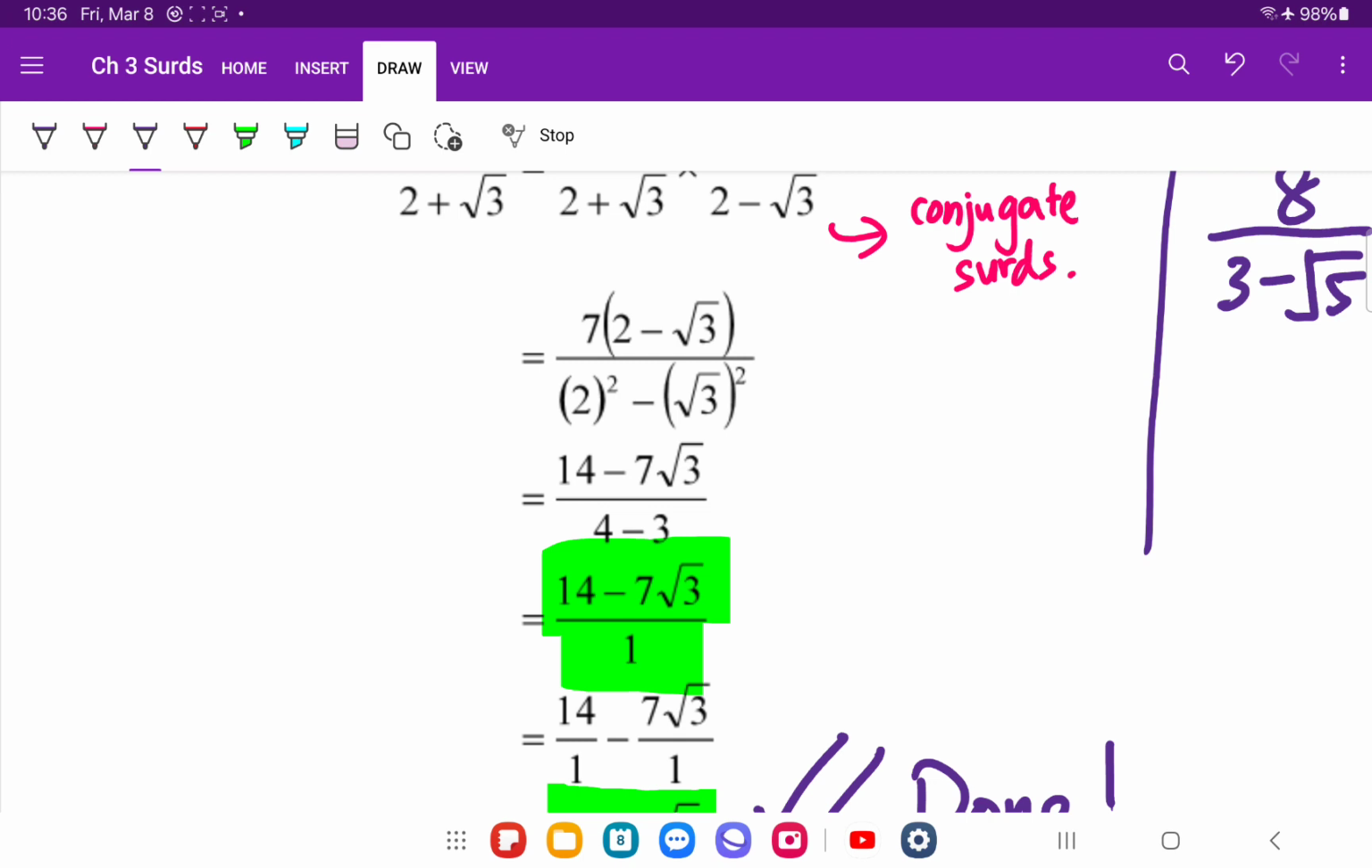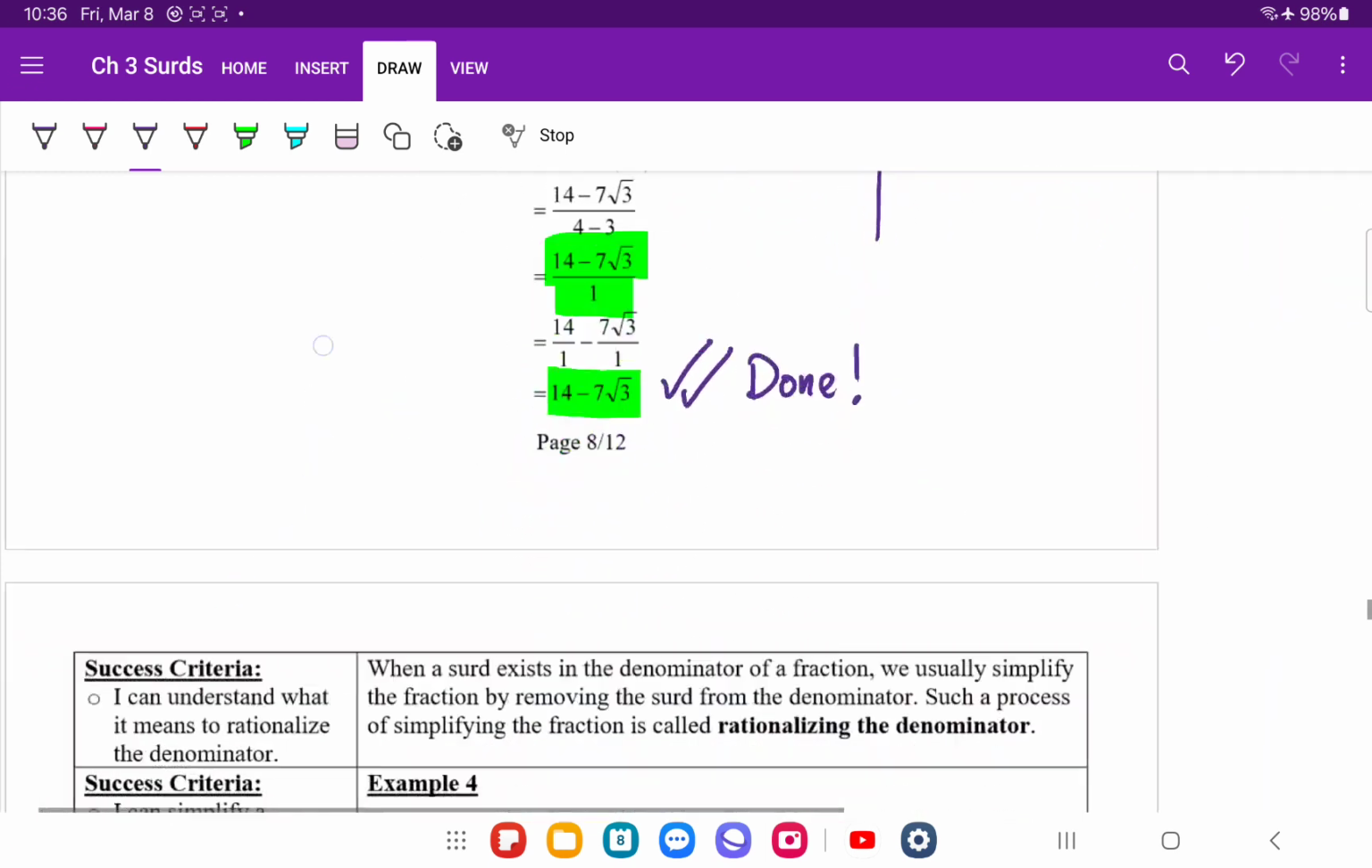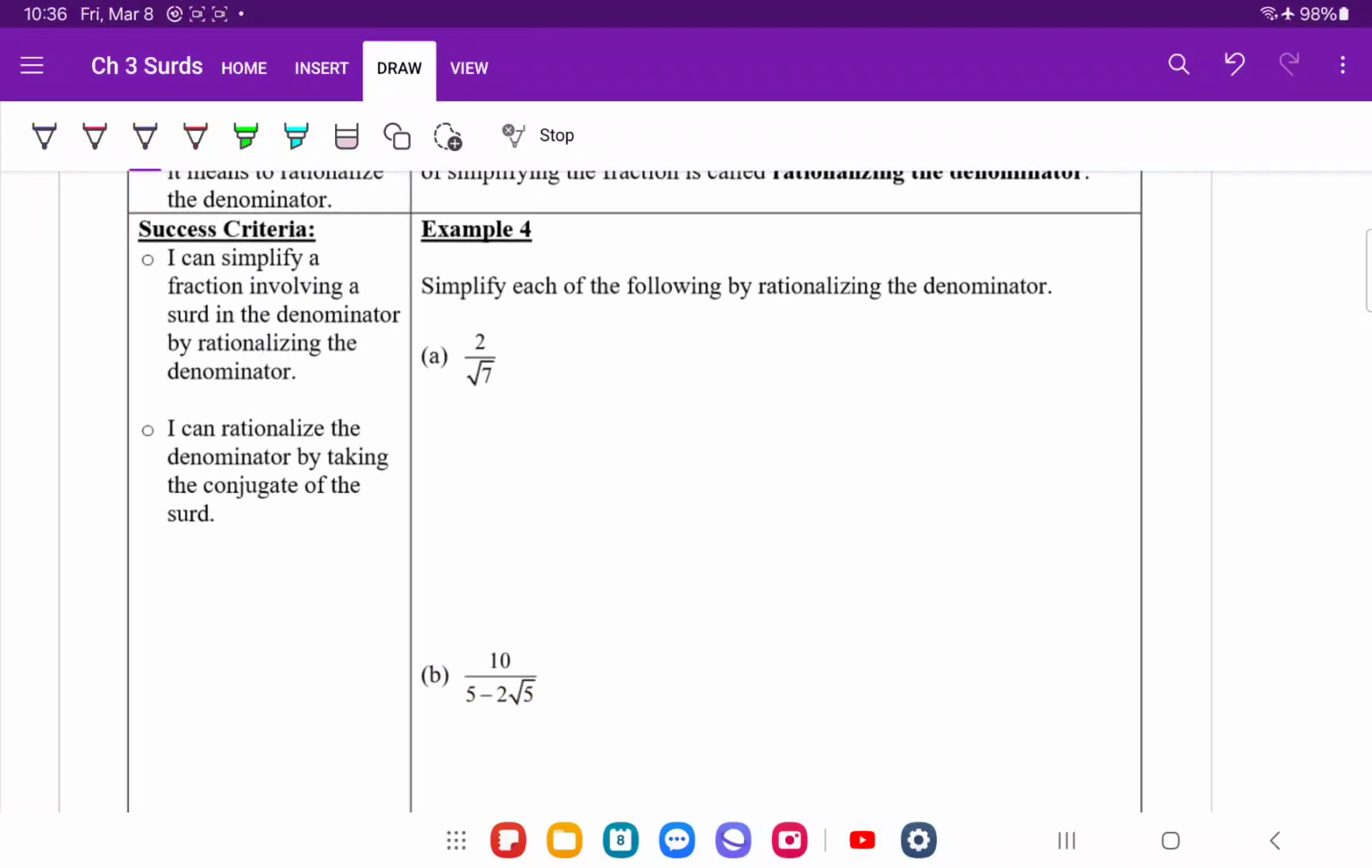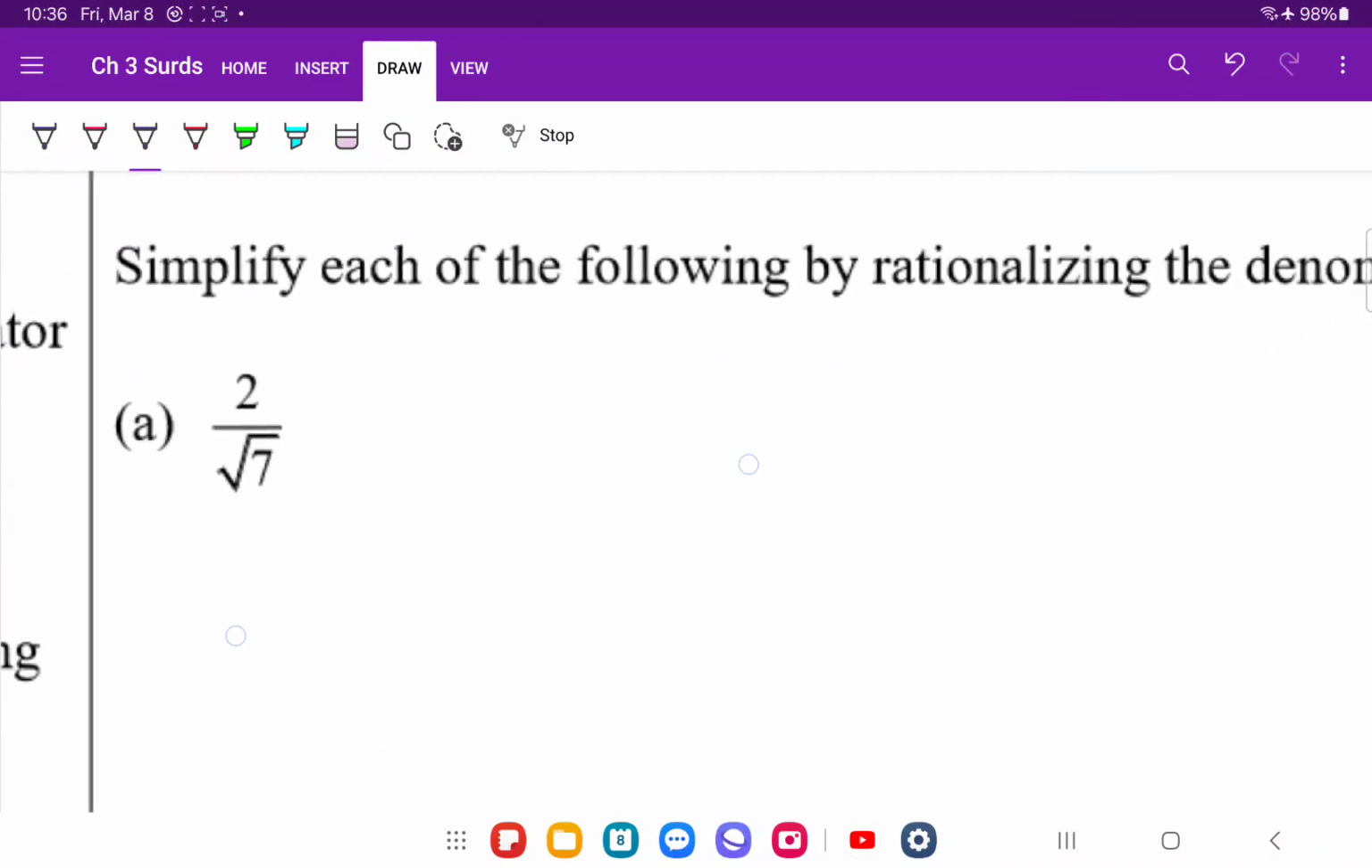Up to this point, do you all follow me? Okay, with that, we will practice some questions. Let's turn the page. Now, we will start with very simple ones. First one.